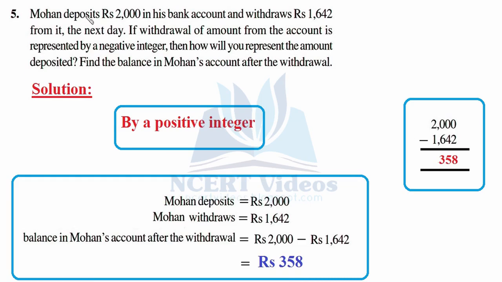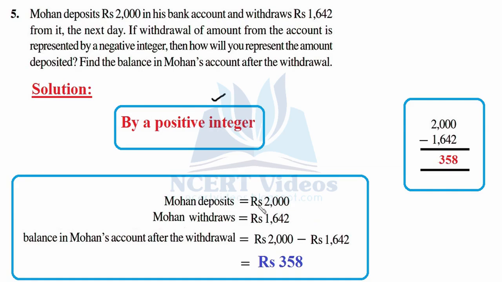Question 5. Mohan deposits rupees 2000 in his bank account and withdraws 1642 the next day. If withdrawal of amount from the account is represented by a negative integer, then how will you represent the amount deposited? As you can see, obviously by a positive integer, because we are depositing something into the bank. Now find the balance in Mohan's account after the withdrawal.